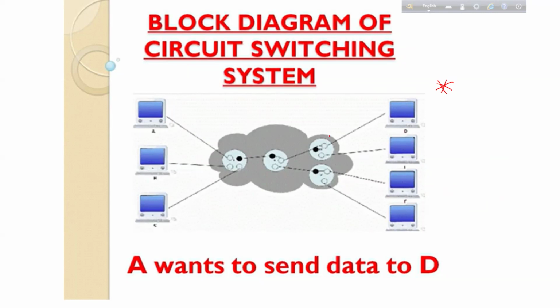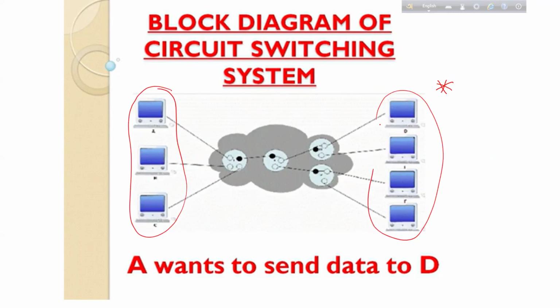Say, for example, there is one local area network, a LAN. There is another local area network, and in between, there are different switching elements. As a whole, they are known as the switching system. Now, say this is our subscriber A, or any user A. It wants to send data to, say, D. So this is our subscriber D.